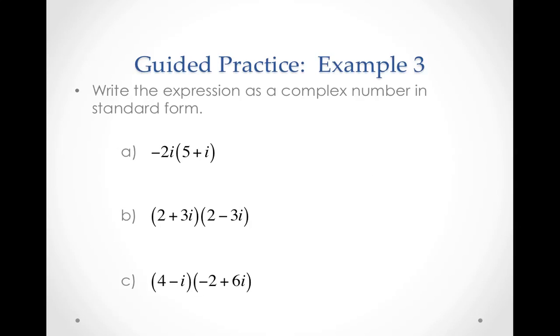So go ahead and try a few on your own. See if you can multiply these complex numbers together and make sure you're giving a final answer that's in standard form. All right, here's the answers you should end up with. For part A, you should get 2 minus 10i. In part B, we're again dealing with complex conjugates, so you just end up with an answer of 13. And in part C, you get an answer of negative 2 plus 26i.